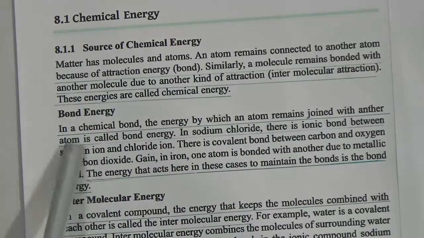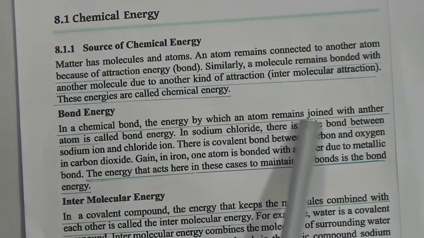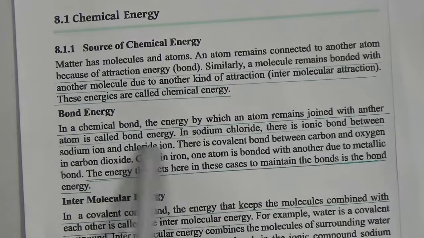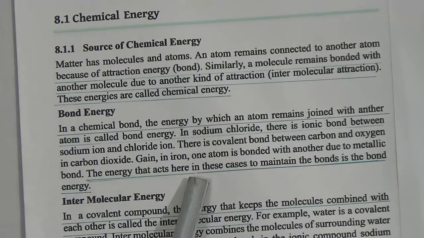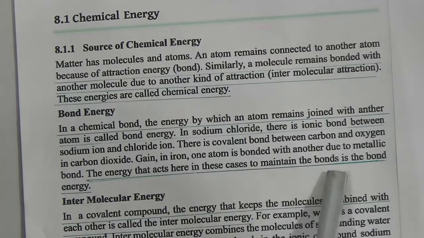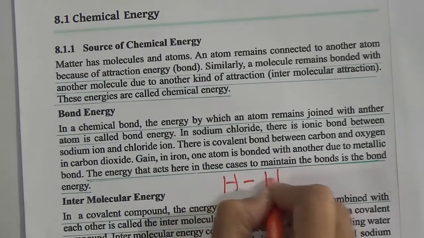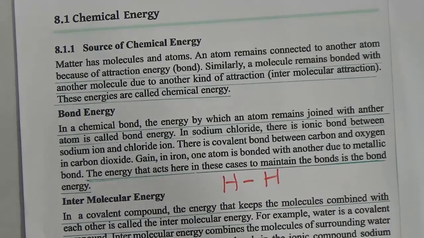Now come to bond energy. In a chemical bond, the energy by which an atom remains joined with another atom is called the bond energy. The energy that acts to join atoms together maintains the bond. For example, if this is the hydrogen molecule, the hydrogen has a bond. If we break this bond, we will get the energy which is involved in making this bond. This is the source of the energy.